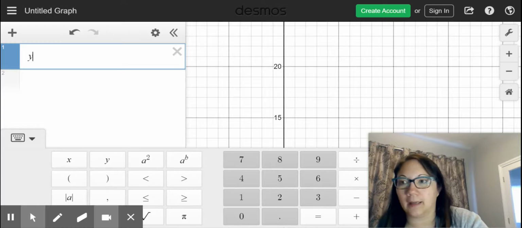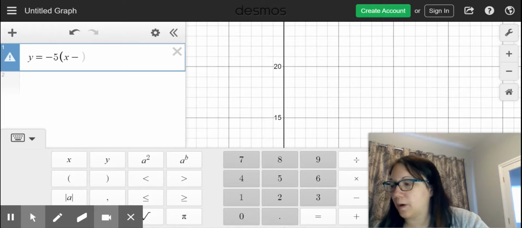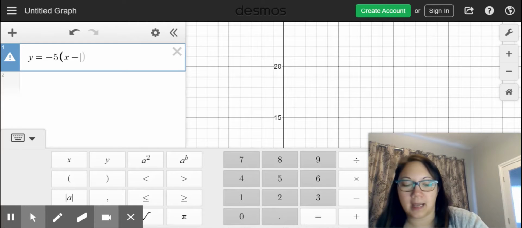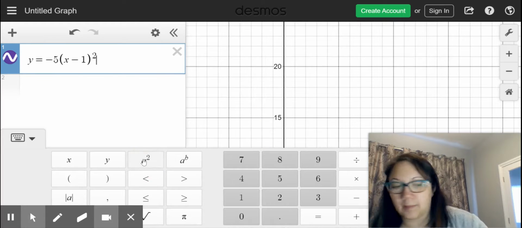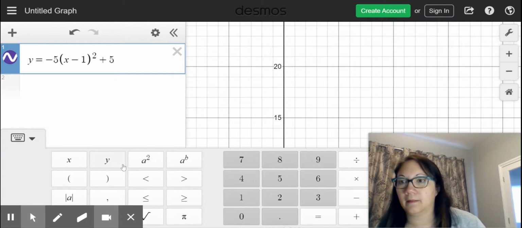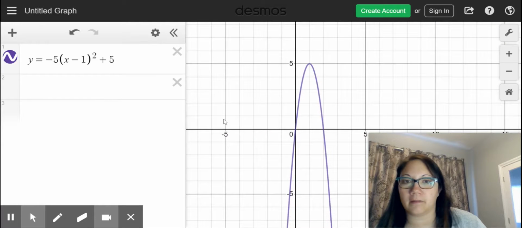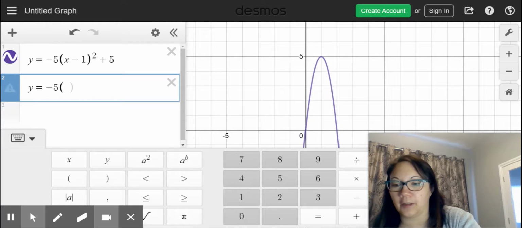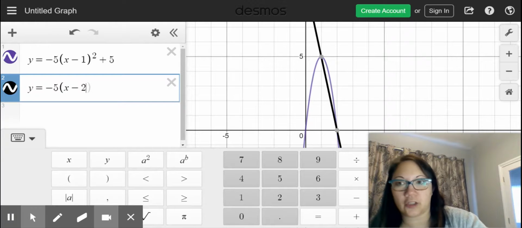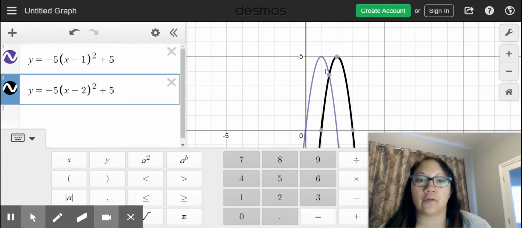Okay, so this is the Cirque du Soleil word problem. We're going to graph the two equations that we just came up with. So the first one was y equals -5, and then in brackets, x minus 1 all squared plus 5. And I'm just zoomed out a little bit too far to see that. So there we go, found it. And our second one was also starting with the -5 as a value, but this time it was x minus 2 all squared plus 5. So there's our two graphs.